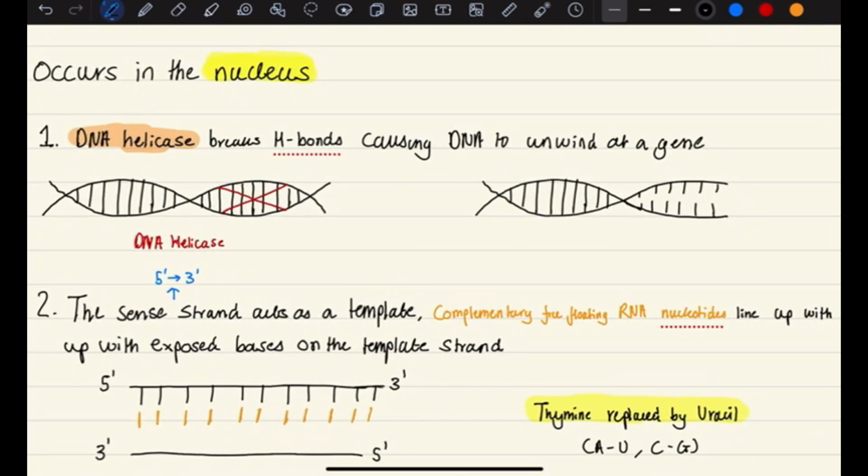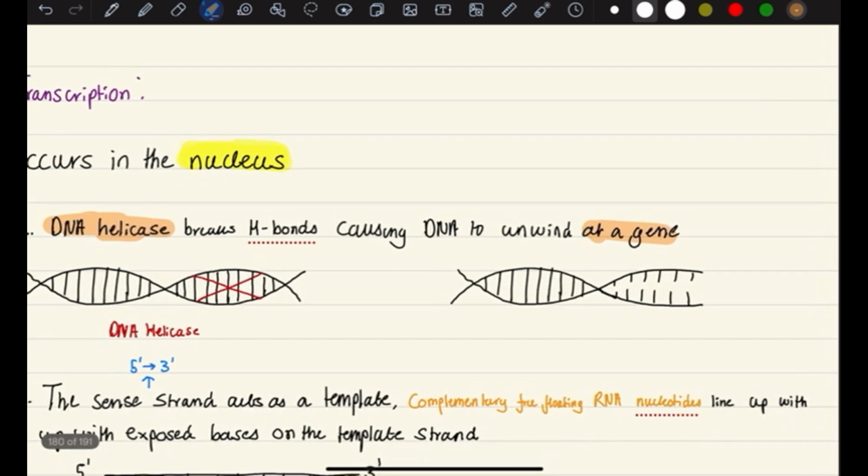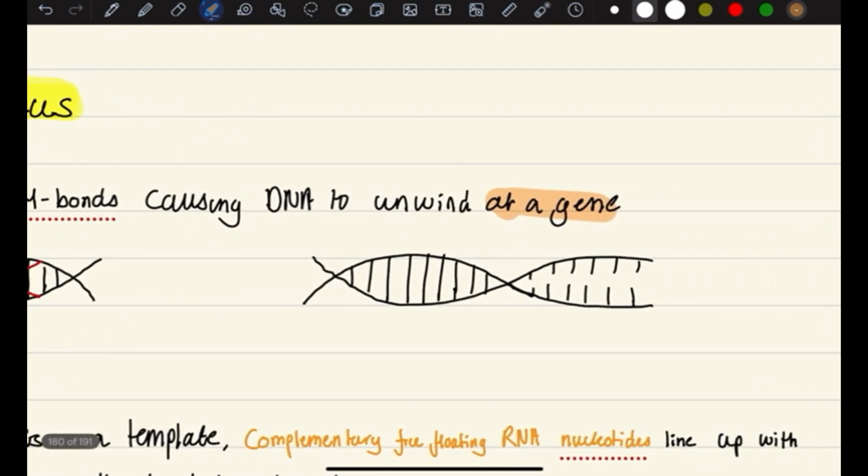It's going to break hydrogen bonds between your nitrogenous bases on separate strands. So remember we have adenine to thymine, cytosine to guanine, yeah? It's going to break those bases, as you've shown with the big X there. DNA helicase, specifically when we're talking about transcription, causes DNA to unwind at a gene. So remember this phrase, at a gene. You need to be very specific when it comes to transcription. Instead of the whole strand unwinding, it's only going to be a part, a gene, that unwinds.